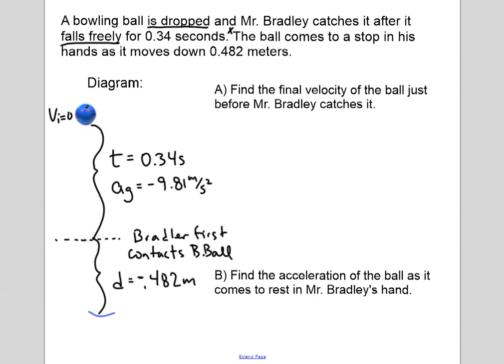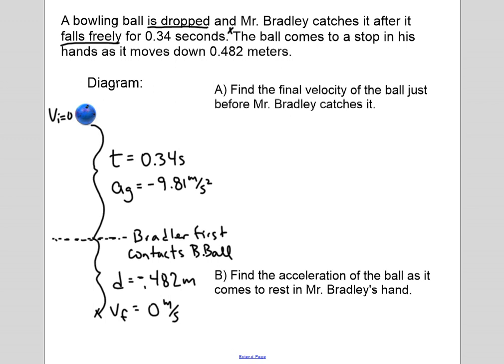There's one last piece of information, and that is that the ball comes to a stop. Of course, that's while it's in his hands, so that means right here, Vf for the ball is 0 meters per second. Drawing a good diagram will help you to separate the intervals of motion. Because Bradley exerts a force, he pushes on the ball, that's going to cause a change in acceleration. That's how we knew to break the problem up right here when he first contacted the ball. Let's look at how to solve the problem.